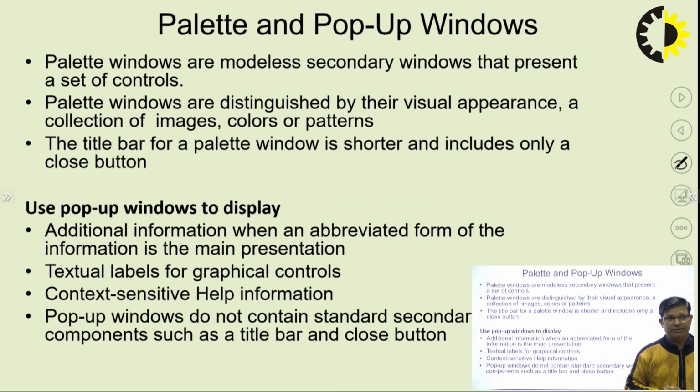Palette and pop-up windows. Palette windows are modeless secondary windows that present a set of controls. These palette windows are distinguishable by their visual appearance, a collection of images, colors, or patterns. A title bar for a palette window is shorter and includes only a close button. Pop-up windows display additional information when an abbreviated form of the information is the main presentation, such as a textual label for a graphical control or context sensitive help information. Pop-up windows do not contain standard secondary window components such as a title bar and close button.